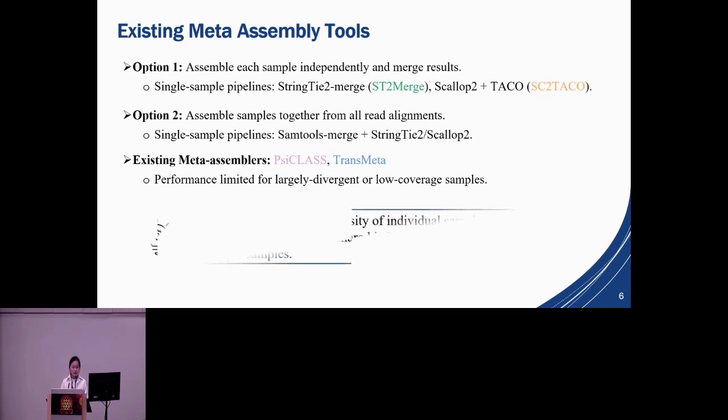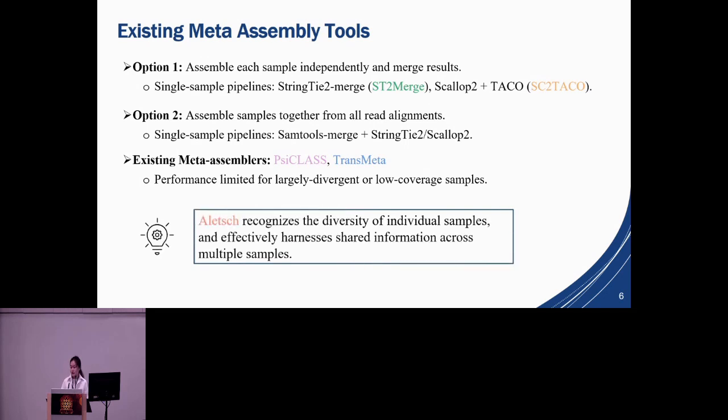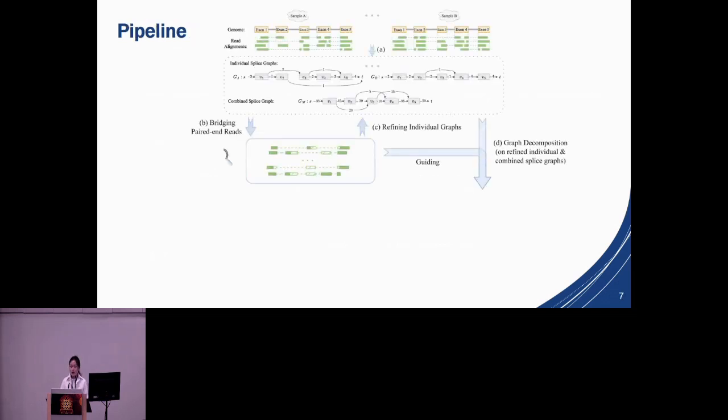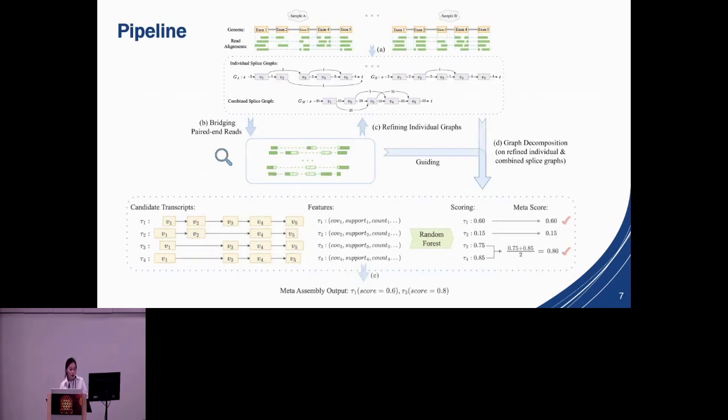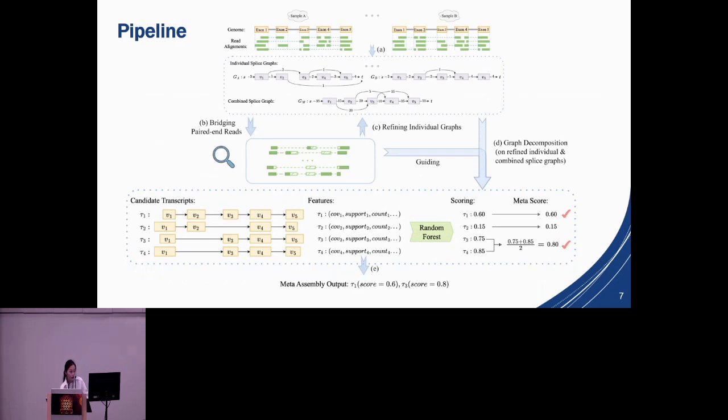To address this limitation, we propose a new meta-assembler, Aletsch. Aletsch recognizes the diversity of individual samples and effectively harnesses shared information across multiple samples. Aletsch begins by constructing both the individual and the combined splice graphs.